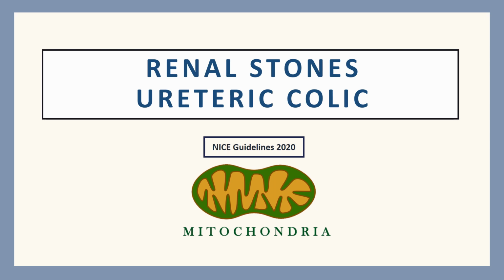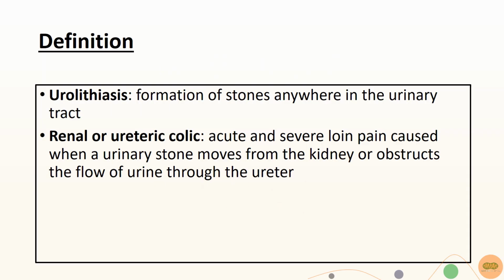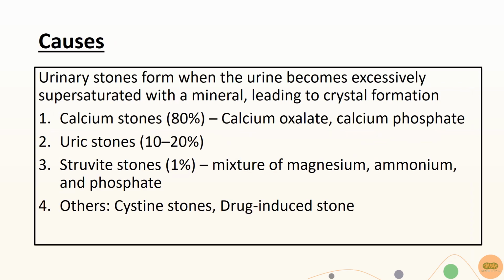This topic is on renal stones and ureteric colic, and it follows the NICE guidelines of 2020. Urolithiasis refers to the formation of stones anywhere in the urinary tract, such as kidneys, ureters, and bladder. Renal and ureteric colic refers to the severe, acute, usually loin to groin pain due to the movements of the stones or from the obstruction of the urine flow through the ureter.